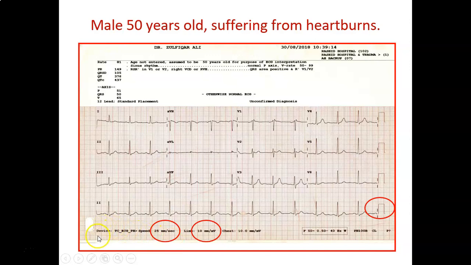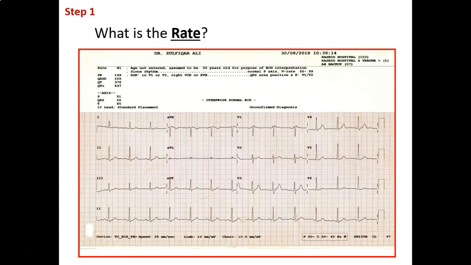Also, if you look at the lowest part of the ECG paper, there are calibration signals. The speed is 25 millimeters per second, and the voltage is 10 millimeters per millivolt, and this is the voltage calibration signal. You can also have a look at the AVR, which should be negative in normal ECGs. If this is abnormal, then definitely you are dealing with something wrong. So after this overview of the ECG, let's apply the first step.